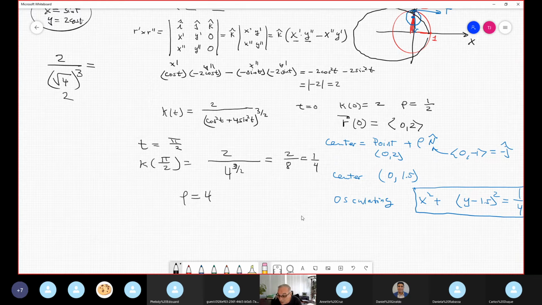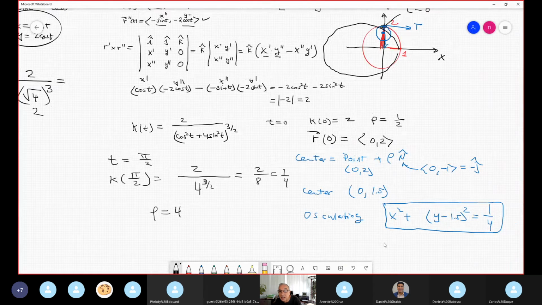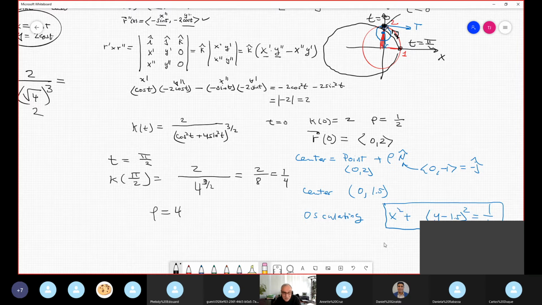Remember, orientation is something like that. This is the t equals 0 point, and this is the t equals pi over 2 point, and the orientation is in that direction. So if you put cosine first for y and x with sine, the orientation changes like that. But it's the same curve. Clear? Guys, I suppose that you know that.